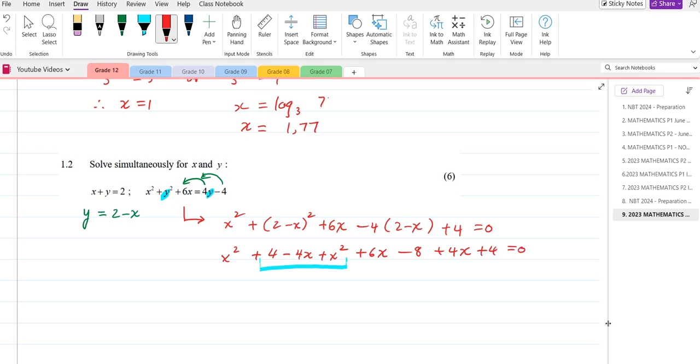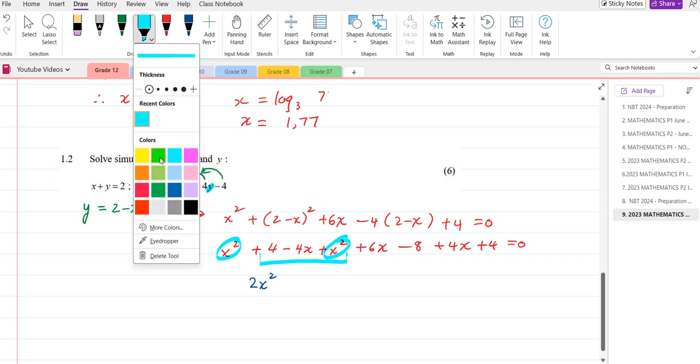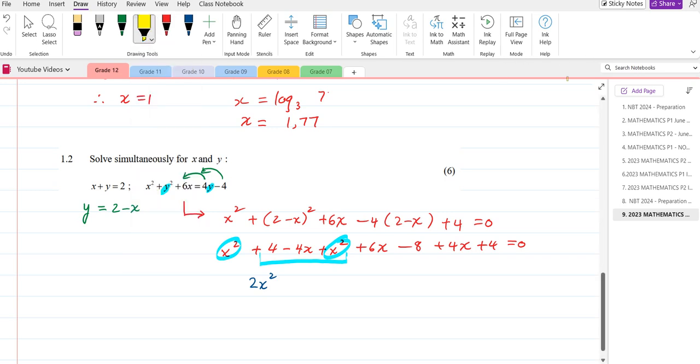I hope you guys are understanding. Right, so now we take like terms. We can see like terms are x squared and x squared, so we have 2x squared, right? And what are the other like terms? We have minus 4x plus 4x, so we know that cancels out, so we are just left with 6x, plus 6x. Now we got plus 4 which is plus 8 and minus 8. 4 minus 8 is minus 4, minus 4 plus 4 is 0, so everything cancels out, we're getting equal to 0.